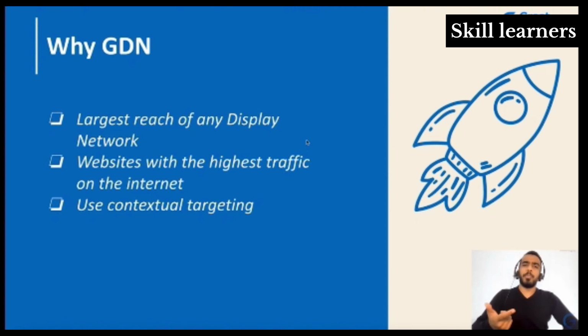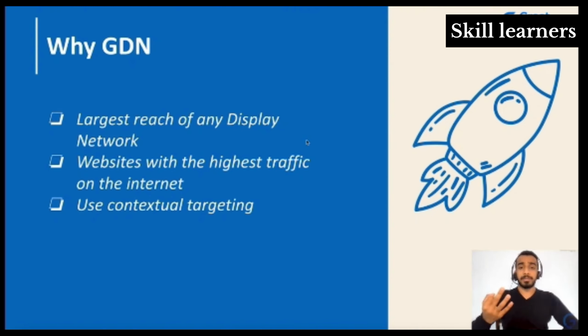YouTube and other popular blogging sites like Blogger are among the list of the top traffic websites that Google has access to. Other than this, like I mentioned, there are 50 to 60% of the highest traffic websites you get access to through using the Google Display Network campaigns.